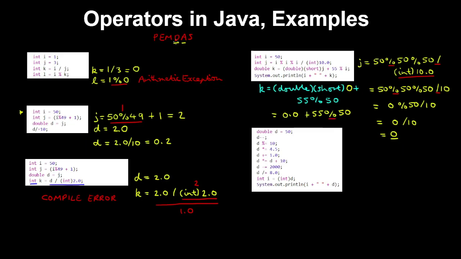And modulo has the same precedence as divide, so that's evaluated before the addition. So we have 0.0 plus 5 being the remainder. And then 5 plus 0.0 gives 5.0, which is assigned to k. And therefore the output is i, which is 50, and then you have a space and k.